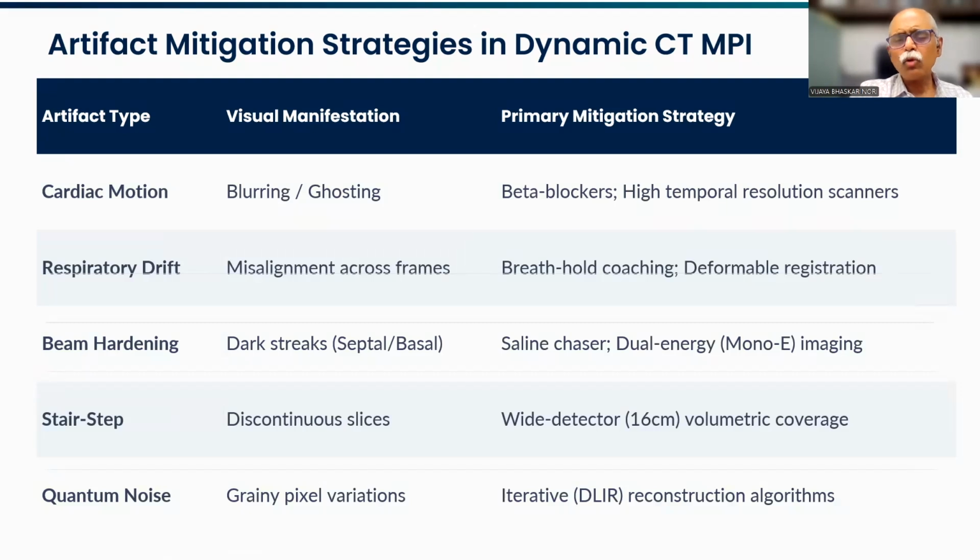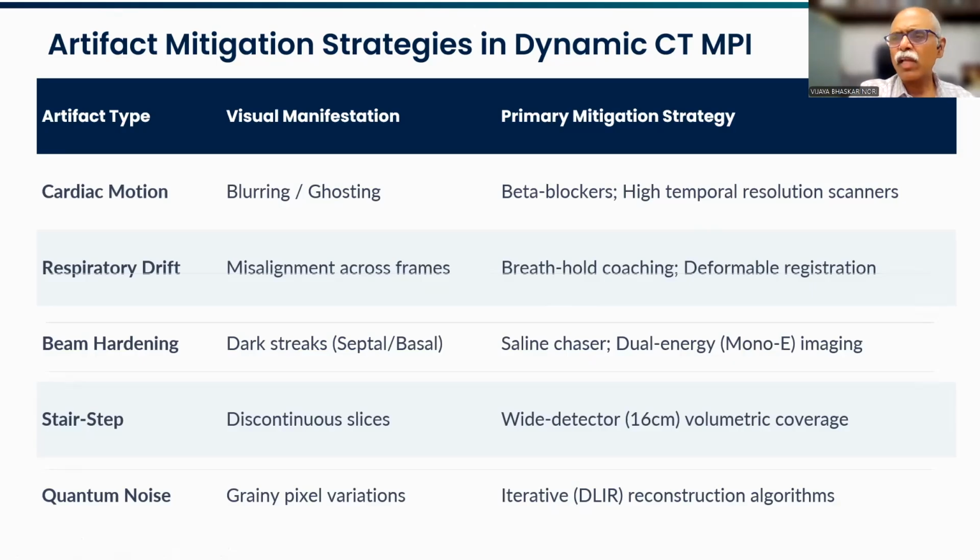Now, how do we eliminate the motion artifacts and mitigate the artifacts in dynamic CTP? For cardiac motion, blurring and ghosting, give beta blockers, and use high temporal resolution scanners like the third generation or 60 centimeter scanners. For respiratory drift and misalignment across the frames, you need proper breathing instructions, because the CT dynamic myocardial perfusion is a non-breath-hold study. It's a shallow breathing study. Coach the patient even before you start the study: not to take a high breath hold, not to take deep breaths, and to do very shallow breathing for the 20 seconds. Automatically, you get a good study.